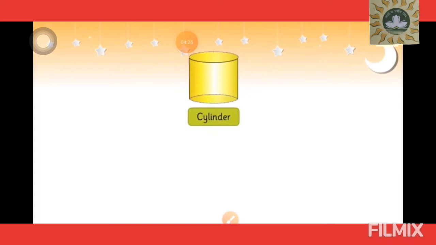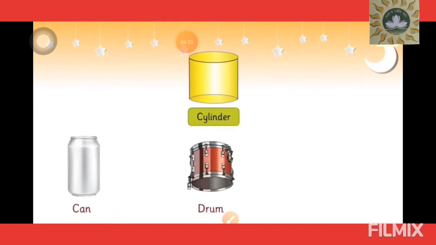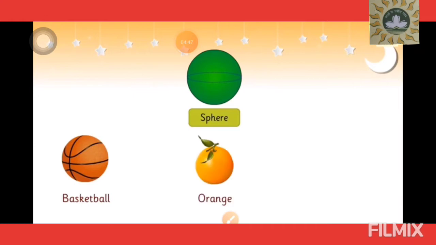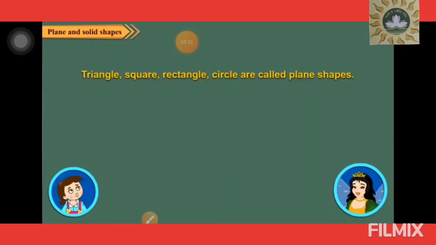This is a cylinder. A can, a drum, a mug are all examples of a cylinder. This is a sphere. A basketball, an orange, and marbles are examples of a sphere.